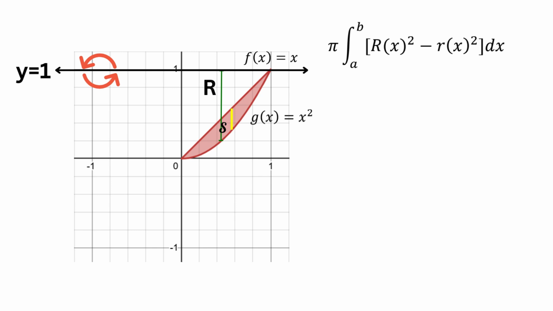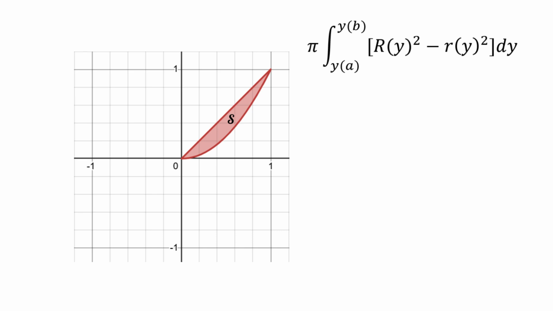And then little r would be the shorter distance from the line of rotation, top minus bottom, so it would be 1 minus x. So what we would get is pi times the definite integral from 0 to 1 of 1 minus x squared, the quantity squared, minus 1 minus x, the quantity squared, all dx.